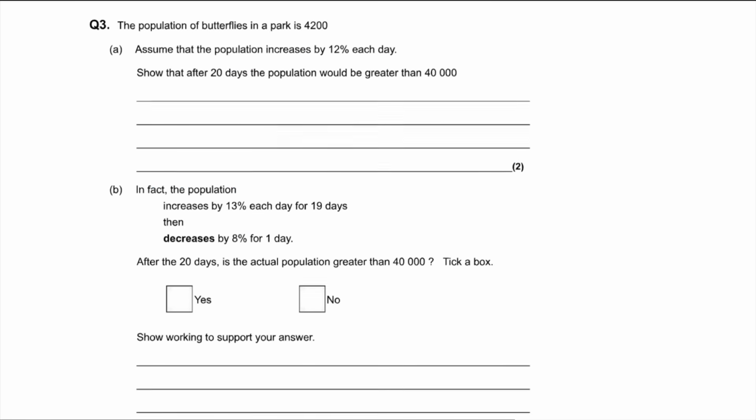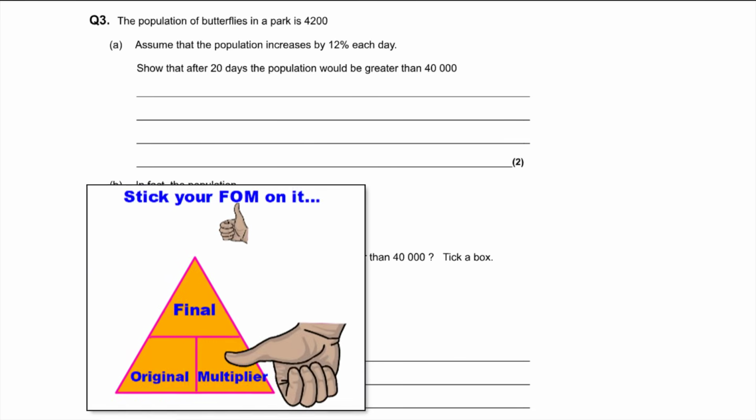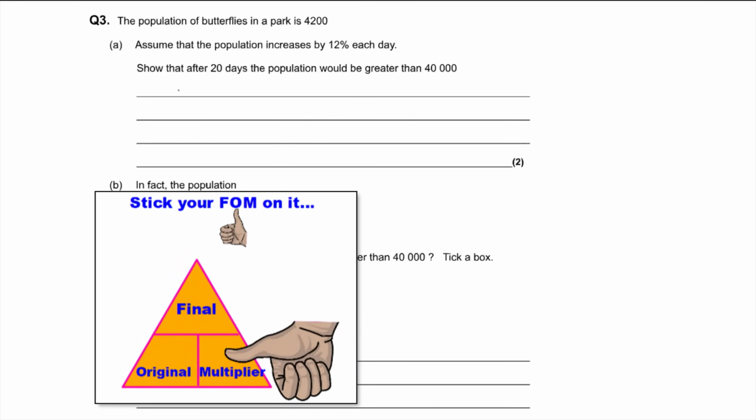Question 3, the population of butterflies in the park is 4,200. So again, this is growth and decay rather than compound interest. Assume that the population increases by 12% each year. Show that after 20 days, the population would be greater than 40,000. Okay, so drawing my little triangle, and then working out what I've got. F-O-M. I'm still going to use Y. I know it's days, but I'm just going to use Y anyway for consistency.